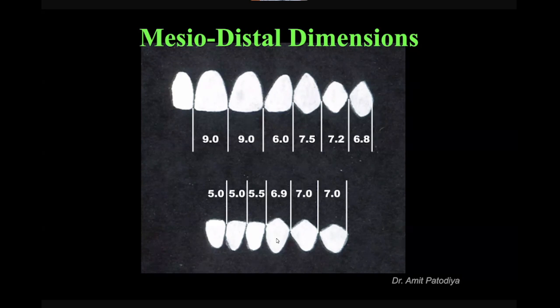Because anything you change, suppose if you change from 9 to 9.2, the central will become more bulky. It will become wider. Similarly, if your canine is 7.5 and you build it up to 6, it becomes very narrow. It will lose its prominence, it will lose its beauty. That is why it is important to understand the dimensions of teeth before we start shaping them, before we start trimming them.